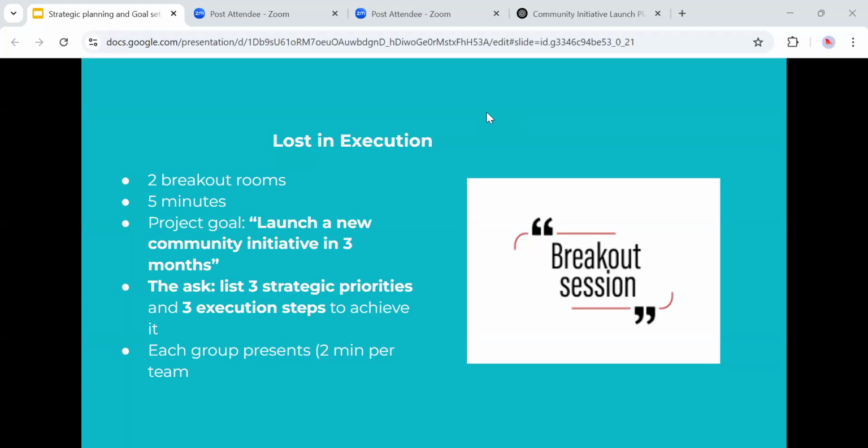All right, so let me just give a brief of what we discussed in our group. I'm sorry there might be some feedback noise. Just bear with me. Okay, so looking at the question that we have, this is to launch a new community initiative in 3 months, and the key question is we should list 3 strategic priorities and 3 execution steps.